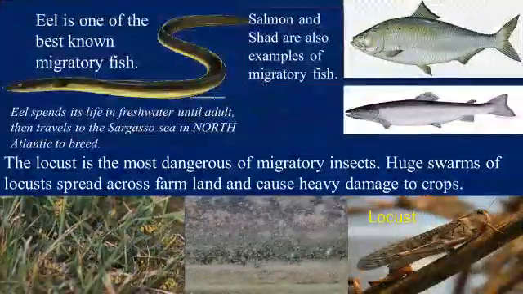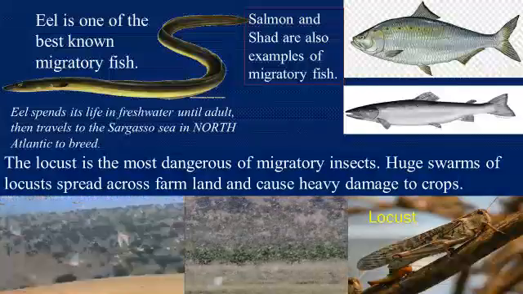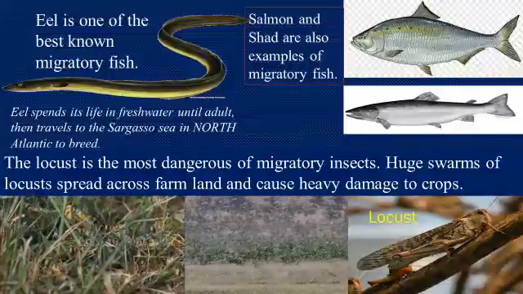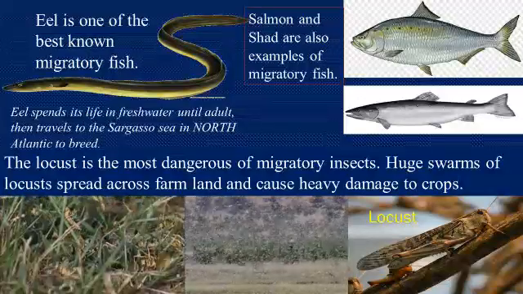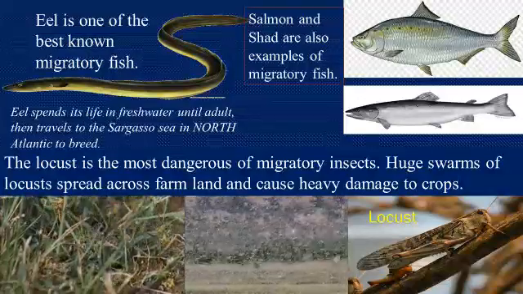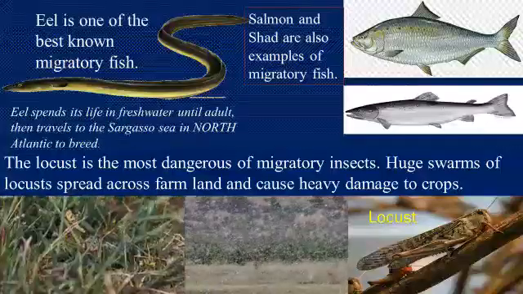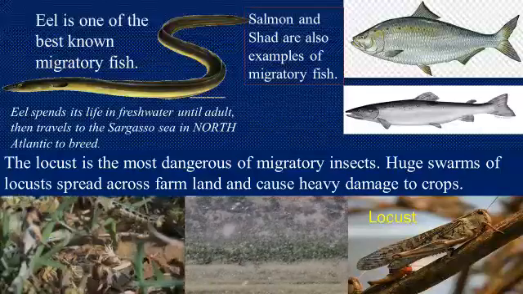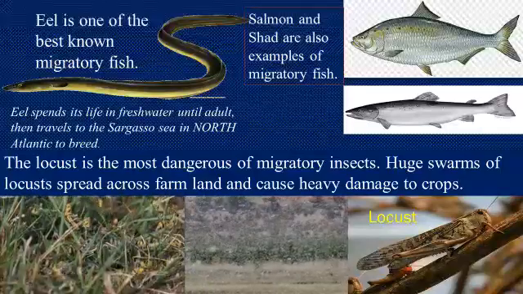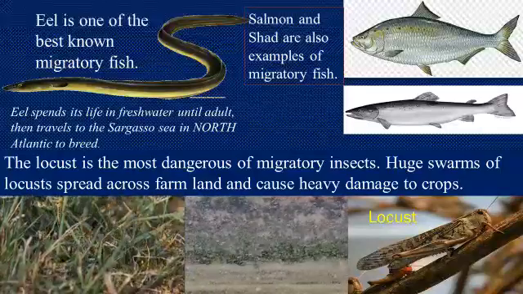Eel is one of the best known migratory fish. Eel spends its life in freshwater until adult, then travels to the Sargasso Sea in North Atlantic to breed. Other examples of migratory fishes are salmon and shad, Indian shad.